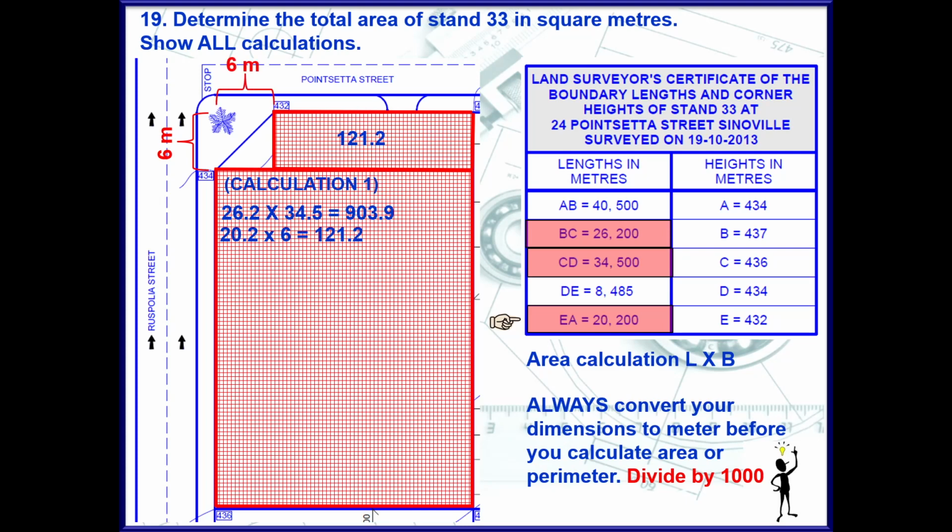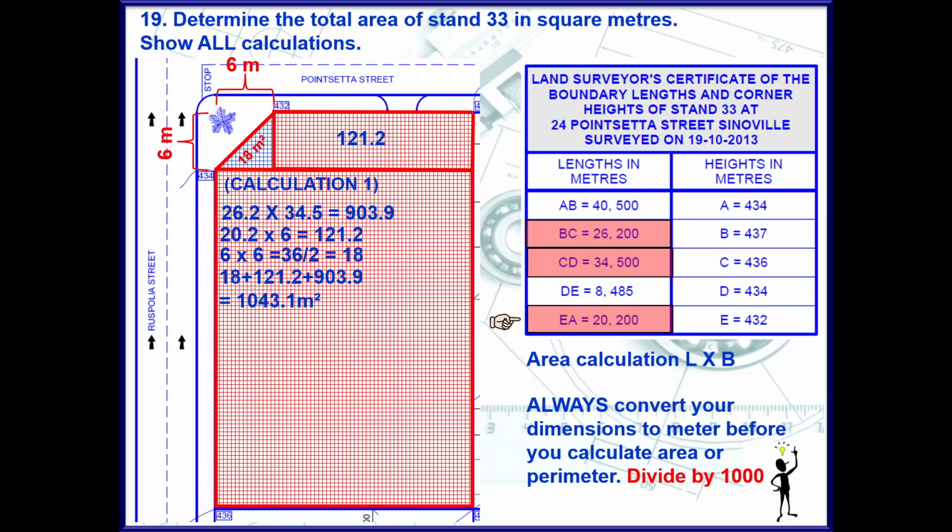We still have the small triangular area that we still need to add, and we know the dimension that is left from left to right will be 6 meters, because the difference between EA and BC is 26.2 minus 20.2, which will give me 6 meters. That means that we can complete a square area for the 6 by 6 meters, and we can do our calculation of 6 multiplied by 6, which will give me 36 square meters. We will only use half of the square area, which means that we will only use the 18 square meters that we need to add. So our calculation will be 18 plus 121.2 plus 903.9, and that will give me 1,043.1 square meters.